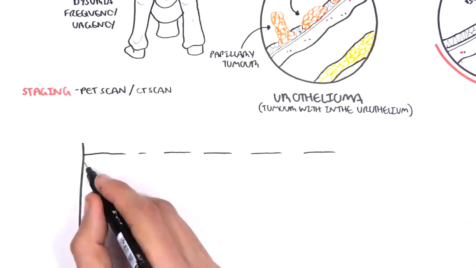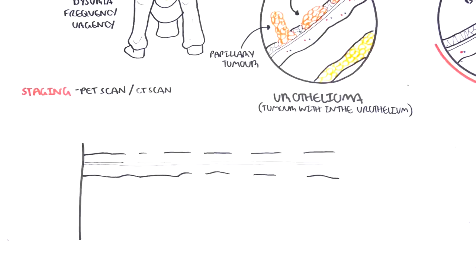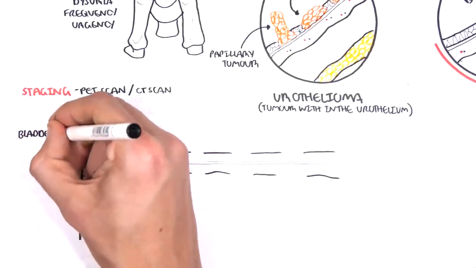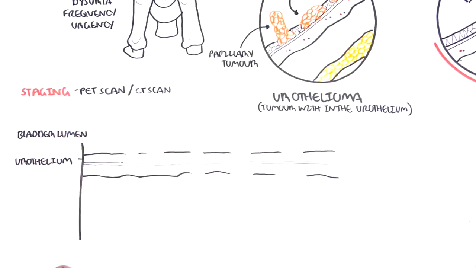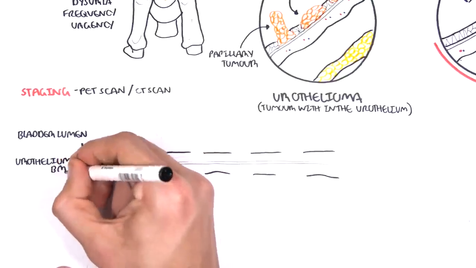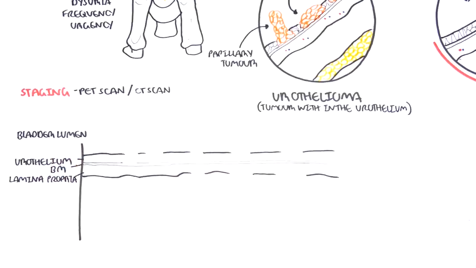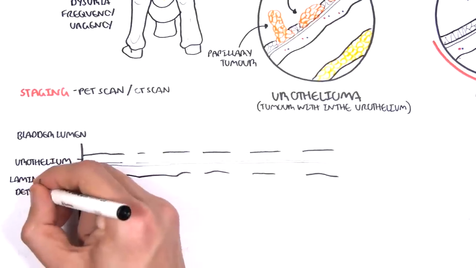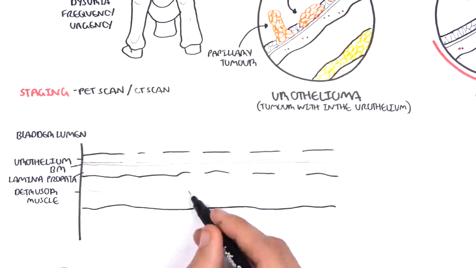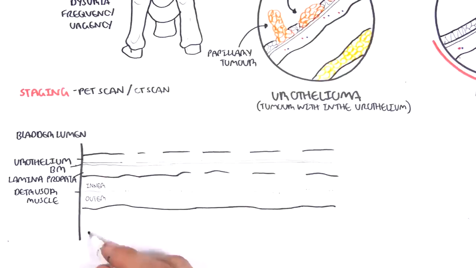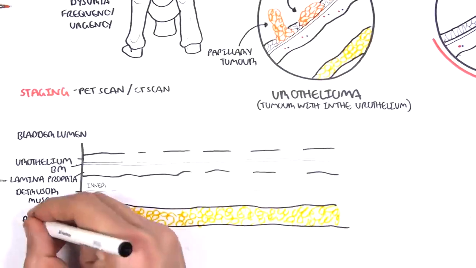So let us recap the layers of the urinary bladder. Here on the top is the bladder lumen, which again stores urine. The urothelium, which is composed of the transitional epithelial cells. Below this is the basement membrane, the lamina propria under it, and then you have the muscle layer called the detrusor muscle. There's an inner and outer part, or a superficial and deep. Below the detrusor muscle is the adventitia, which is the fat layer.